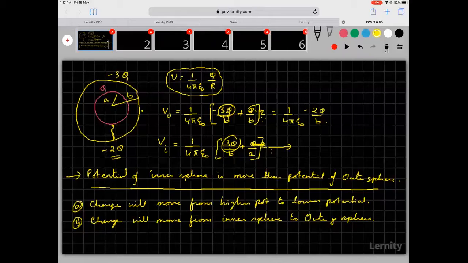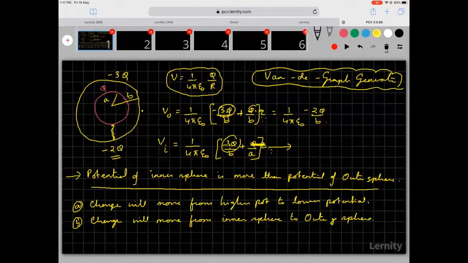So whenever you have a system of this kind, charge moves from higher potential to lower potential. That is a universal truth. In this case, because the inner sphere is at a higher potential, charge will move from the inner sphere to the outer sphere. Okay. This is actually the theory behind the Van de Graaff generator. But this has been removed from your syllabus, so you don't have to read it.